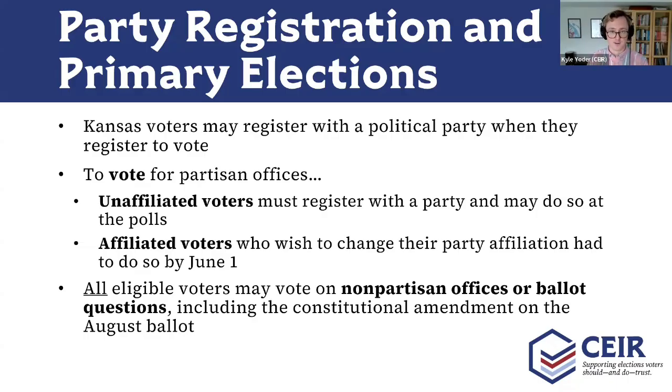But if they don't want to vote in that partisan primary, or if an unaffiliated voter wants to remain unaffiliated, they still can vote in the primary election on August 4th. All eligible voters can vote on nonpartisan offices or ballot questions, including the one that will only appear on the August 4th primary. That's the constitutional amendment question that we covered earlier.